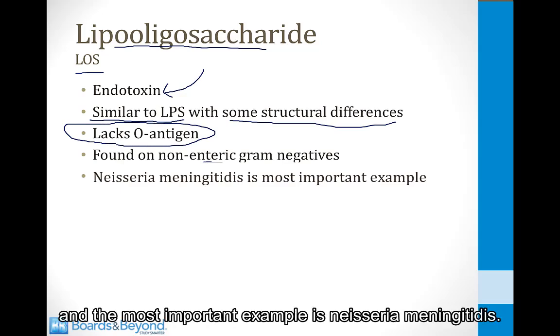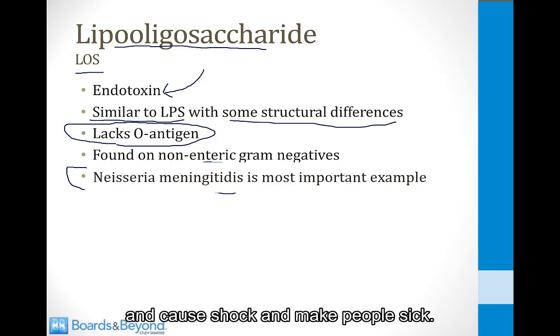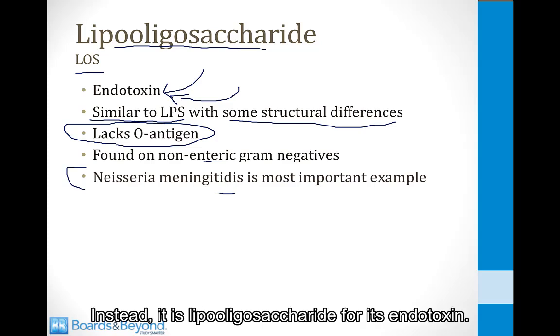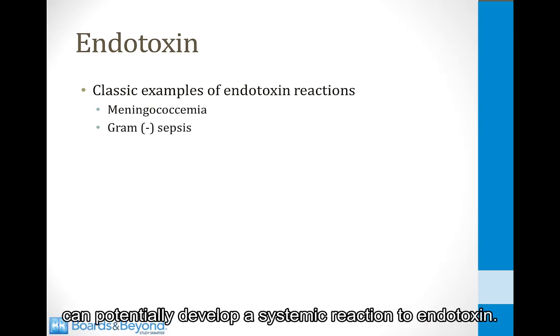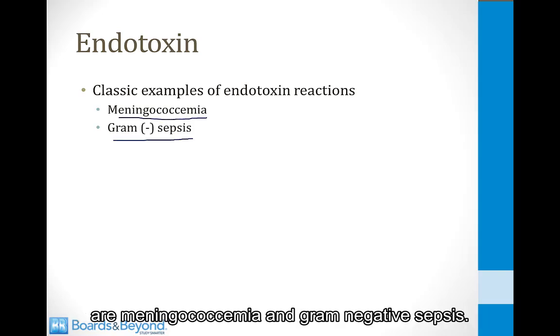And the most important example is Neisseria meningitidis. So Neisseria meningitidis can get into the bloodstream and cause shock and make people sick. And it does this through a typical endotoxin reaction, but the endotoxin is not LPS. Instead, it is lipooligosaccharide for its endotoxin. So anyone who's infected with a gram-negative bacteria can potentially develop a systemic reaction to endotoxin. But two classic examples that you should know about are meningococcemia and gram-negative sepsis.